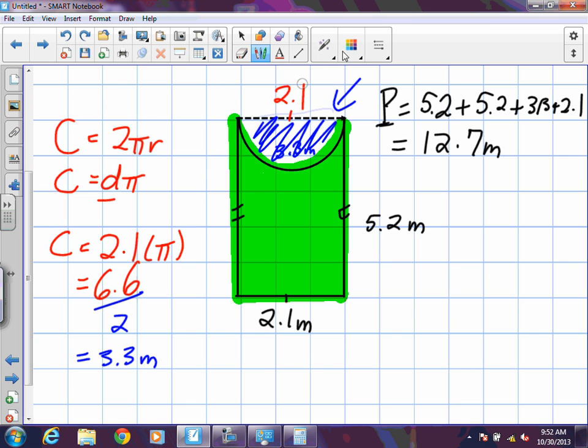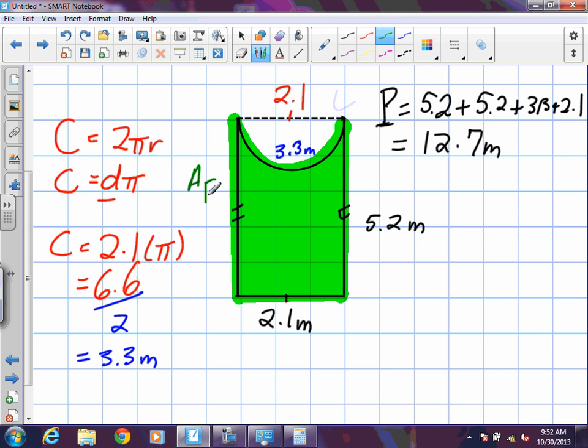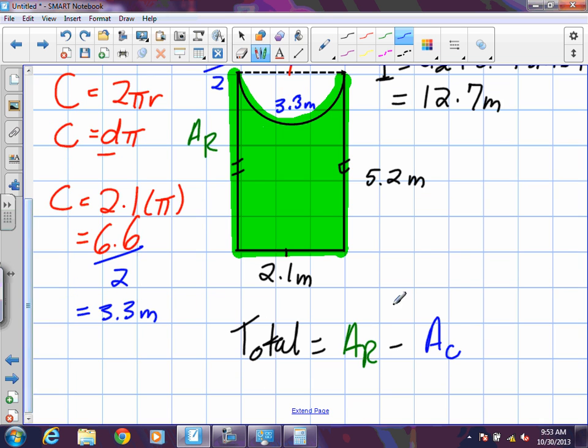So let's define these shapes. I'm going to look for the area of the rectangle, and I'm going to look for the area of the, and I'm just going to call it a circle for now. But we know we have to divide it by 2 at the end. So in fact, I'll say area of a circle divided by 2. So the total area will be equal to the area of the rectangle, subtract the area of the circle divided by 2. That's important for us. Okay.